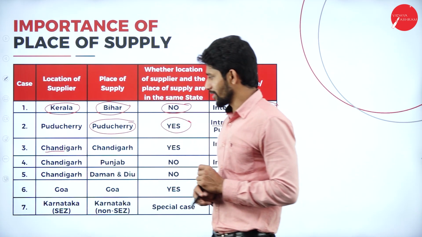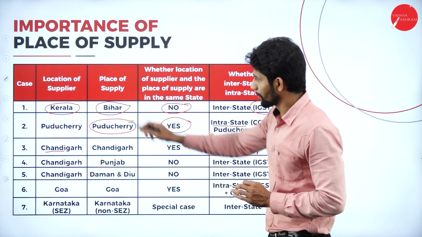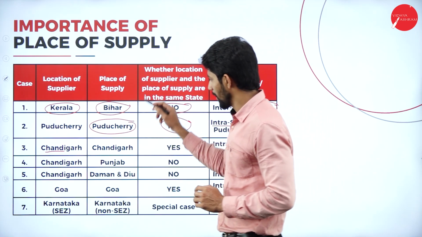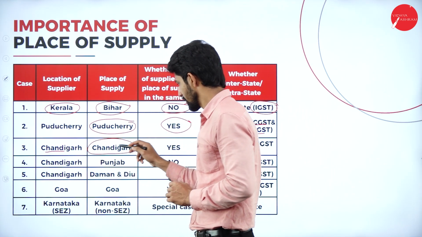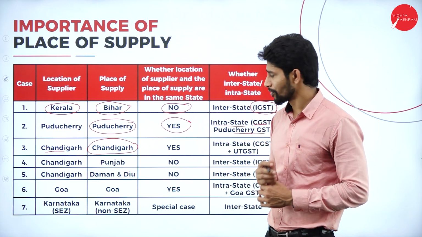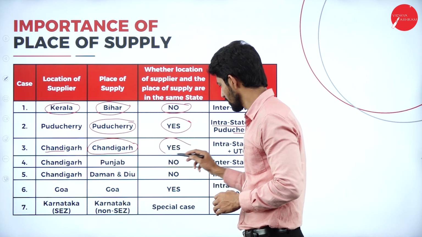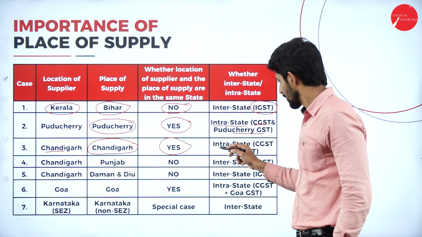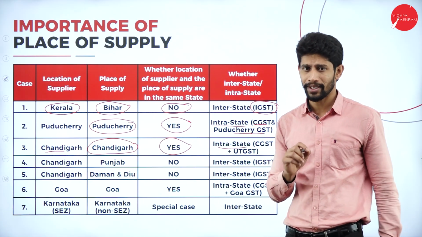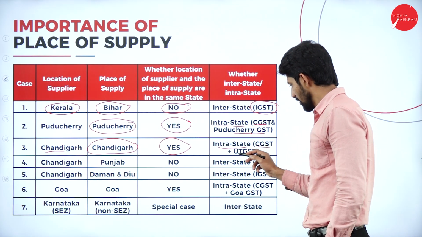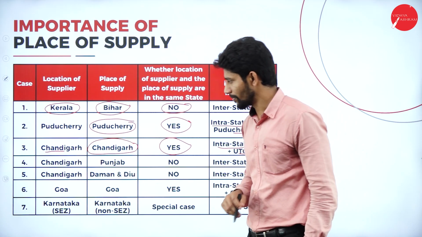Next, case 3. Chandigarh, the location of the supplier is Chandigarh. And place of supply, to where he is supplying? He is supplying to Chandigarh only. So both are in the same state, right? Yes, both are in the same state. So what tax is applicable? It is an intrastate supply, so CGST and UTGST is applicable.